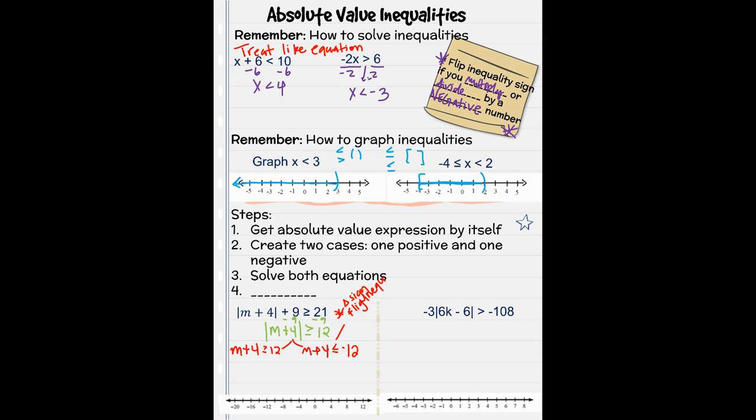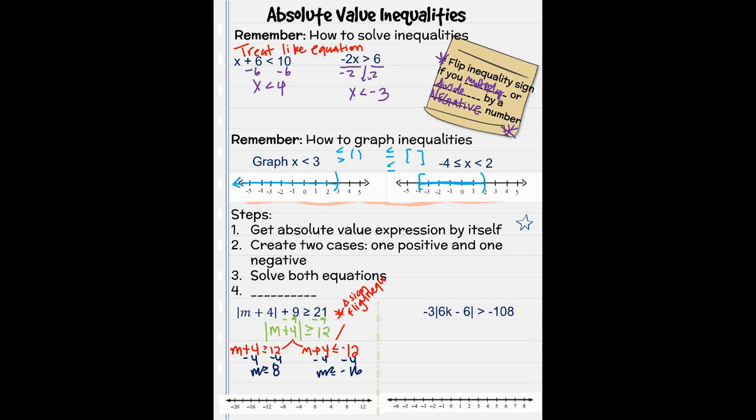All right, now we solve these just like normal. Minus 4, minus 4. N is greater than or equal to 8. Minus 4, minus 4. N is less than or equal to negative 16. So it looks like what? N is greater than 8, but then it's also less than negative 16. And these are both equal to.